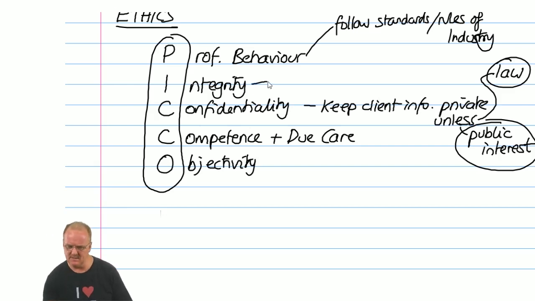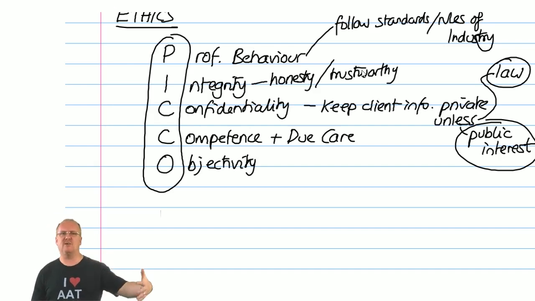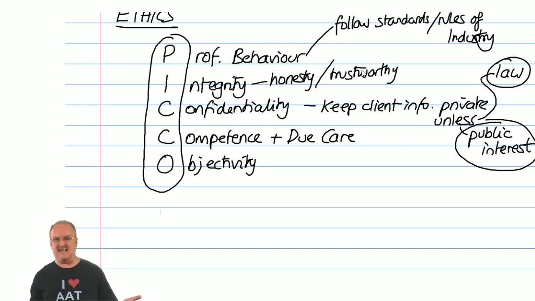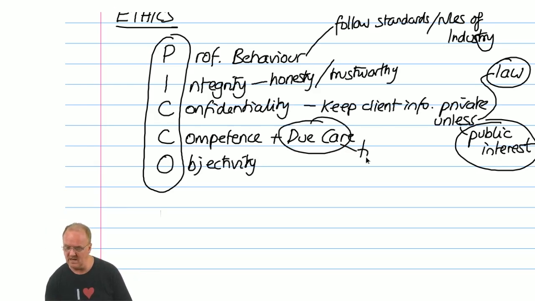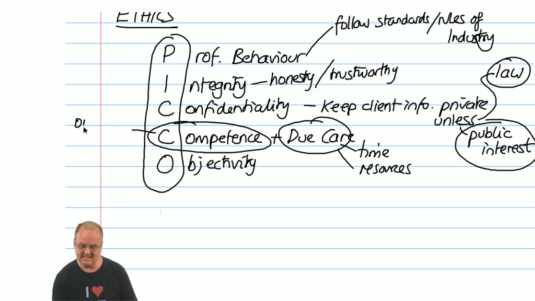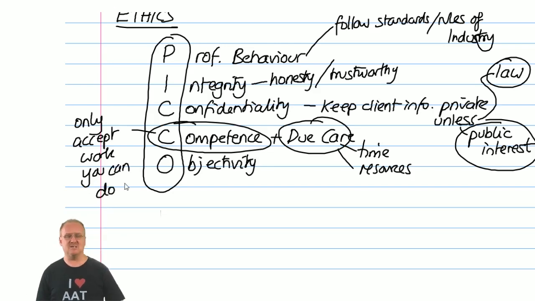Integrity. What is that? That is about honesty, being trustworthy, because if you do that, then people feel they can rely on you. Competence and due care does what it says on the tin, really. Due care is carrying out your work with the right amount of time, resources, etc. And competence is about only accepting work you are capable of doing. And yes, you should turn work down if you are not able to do it.